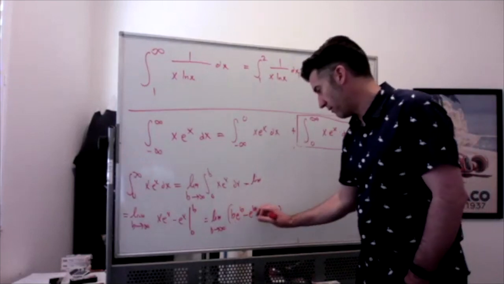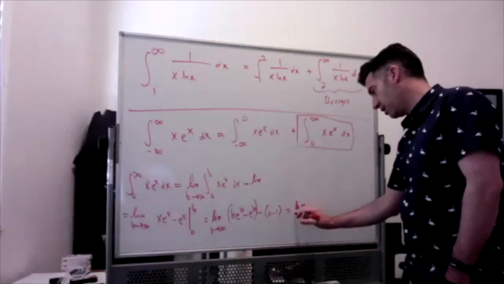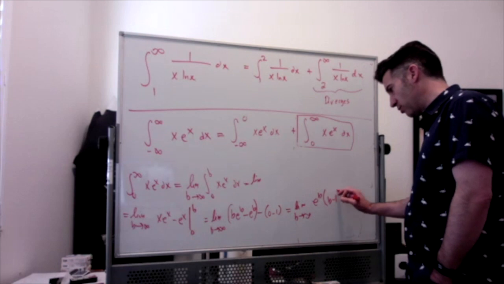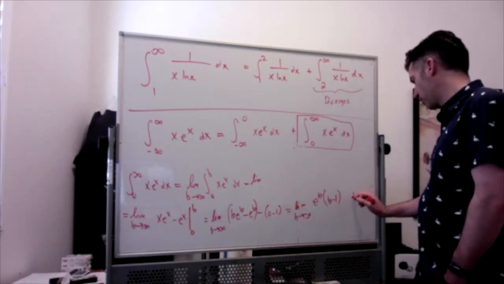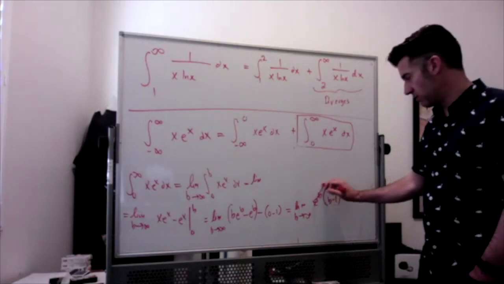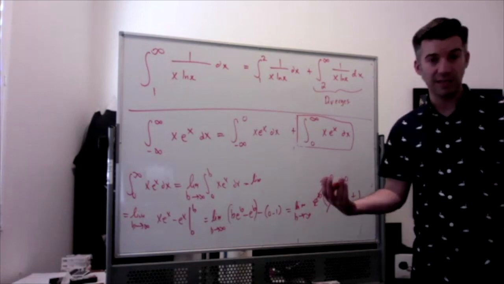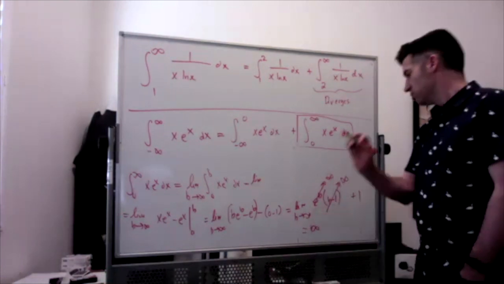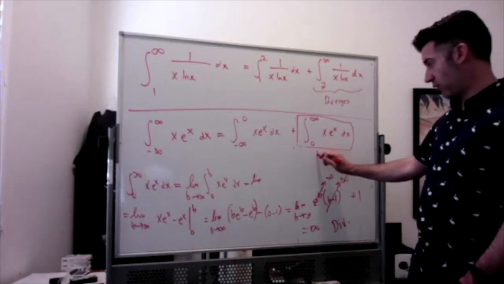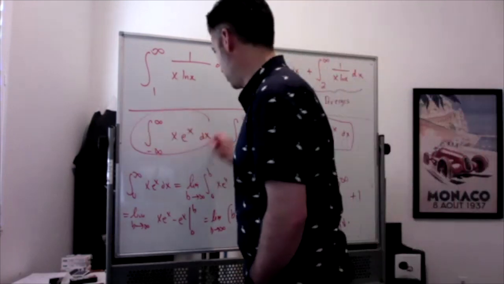From this part here, if I factor out e to the b, you get the limit as b goes to infinity of e to the b times (b minus 1), and then plus 1 over here. Now, if b is going to infinity, e to the infinity goes to infinity, b minus 1 goes to infinity, and infinity times infinity is infinity. So this diverges. But since this piece diverged, it doesn't matter what this piece is doing, the whole thing diverges.